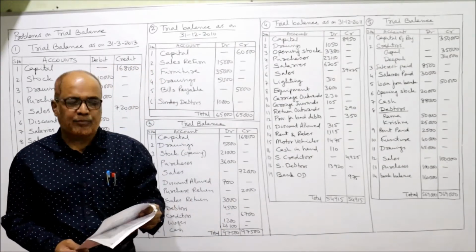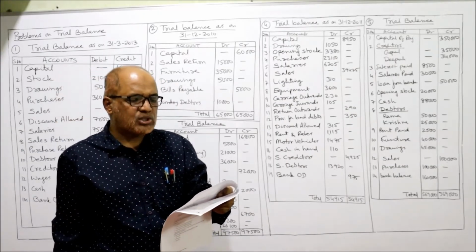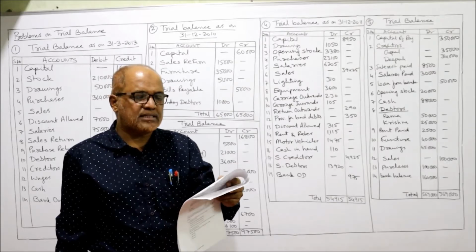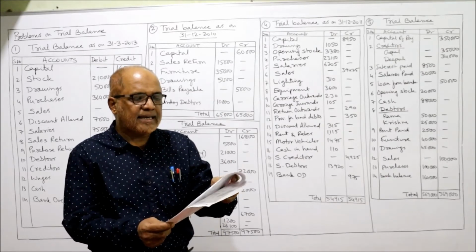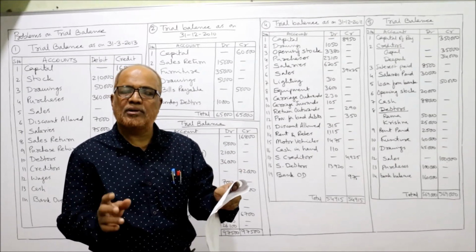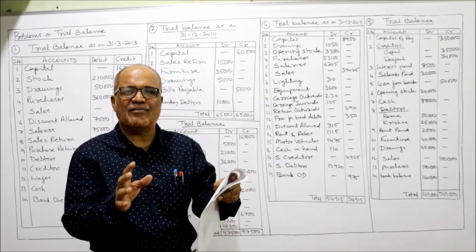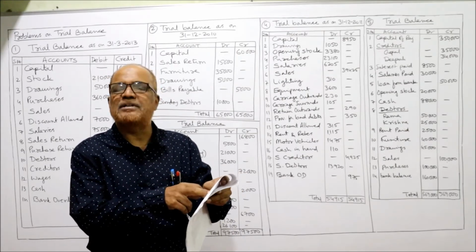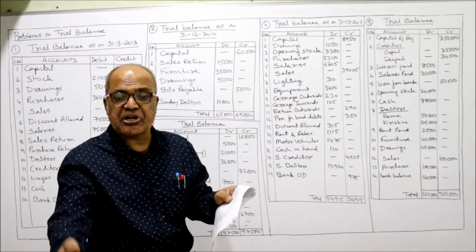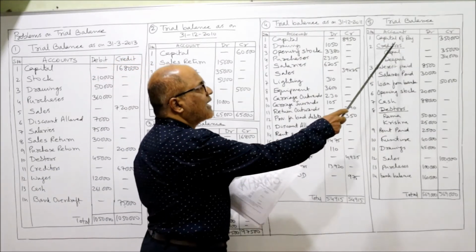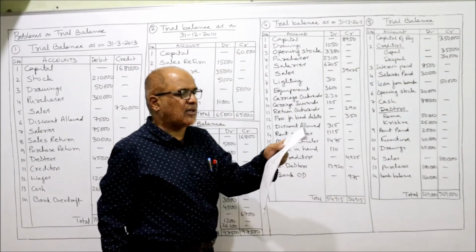Now I am coming to the fifth problem. Prepare a trial balance from the following ledger balances. So here, capital of Raj. Raj is the owner. We are not concerned with Raj or Taj. It is capital, and capital will show a credit balance. So I have taken capital in the credit column, 3,50,000.